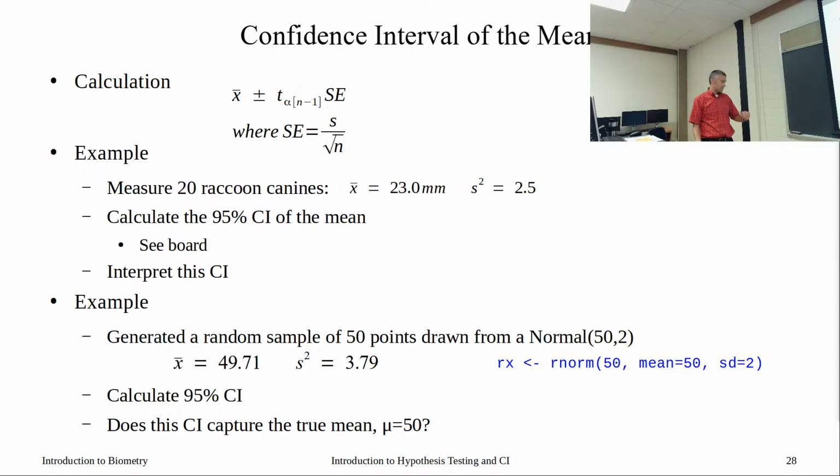So here's an example of how we would do it. I'm going to write it out on the board so you can see it. So we have 20 raccoons. The mean is 23. The variance is 2.5. We want to calculate the 95% confidence interval of the mean, and then we want to interpret it.